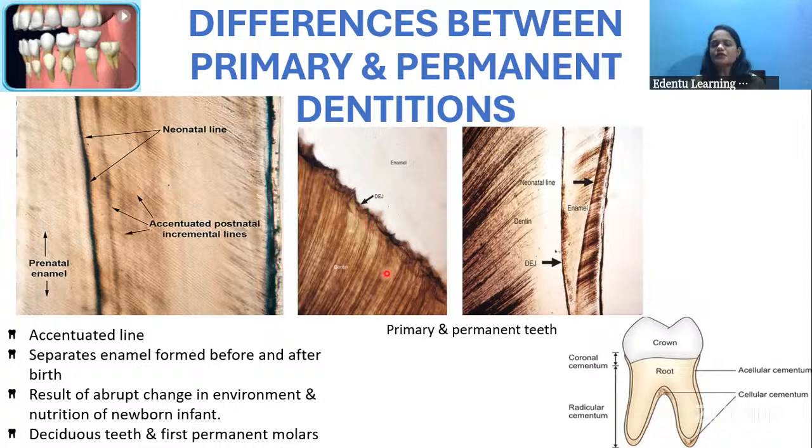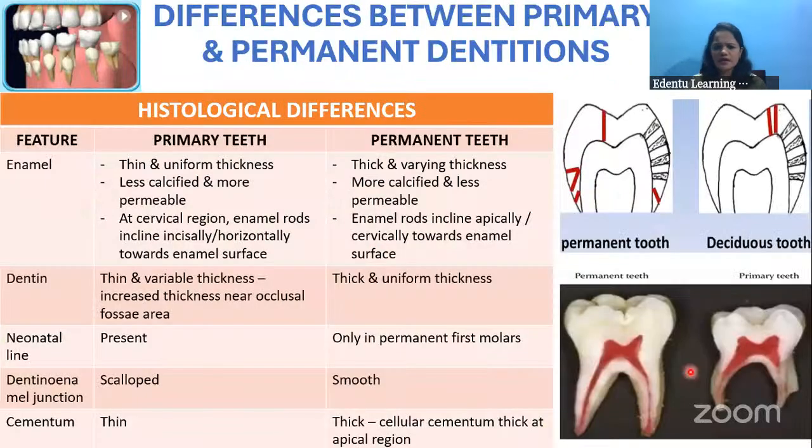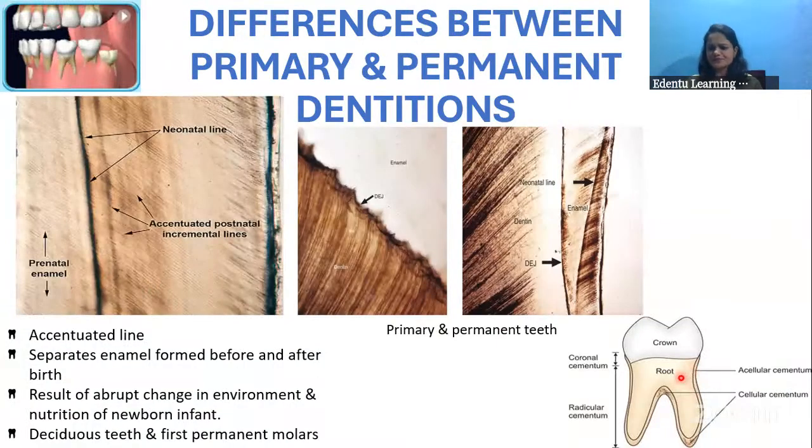Now coming to the dentino-enamel junction. It will be more scalloped in the primary dentition, whereas scalloping is still seen but less prominent in the permanent dentition. And next is the cementum deposition. Cementum deposition is thin in the primary dentition, whereas it is thick in the permanent dentition, and you can see more cellular cementum getting deposited in the apical region in the permanent dentition. So those are some of the prominent differences between the primary and the permanent dentitions.